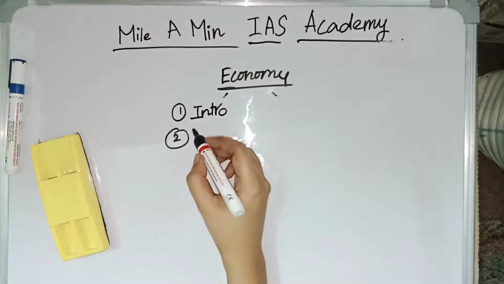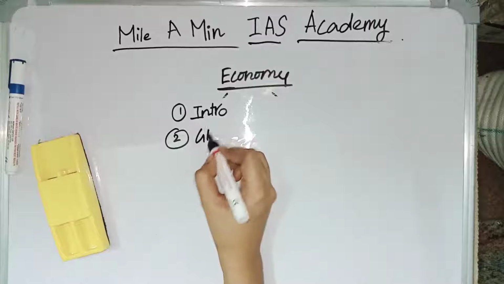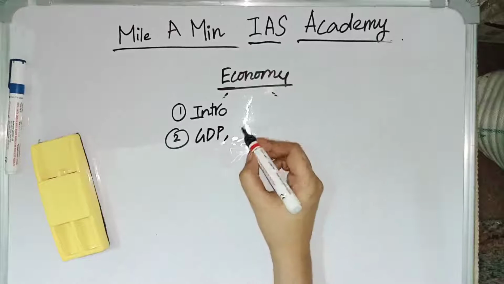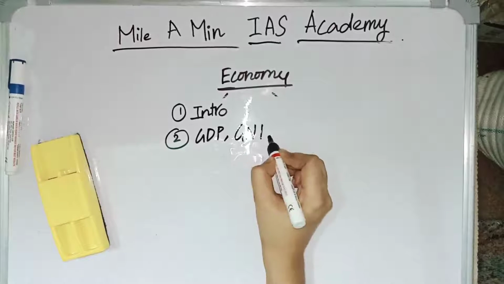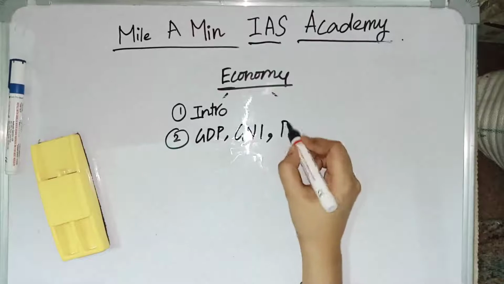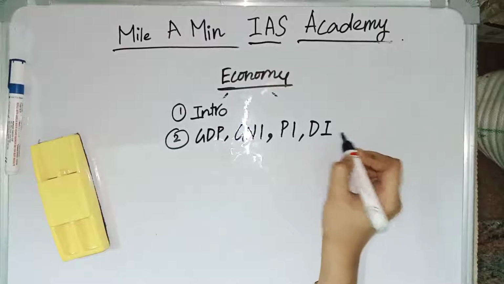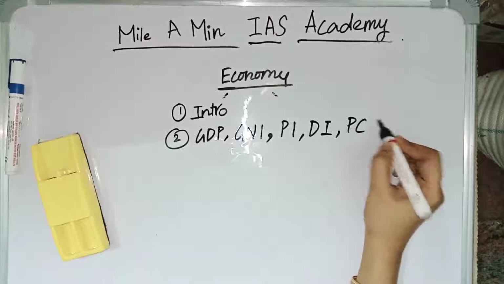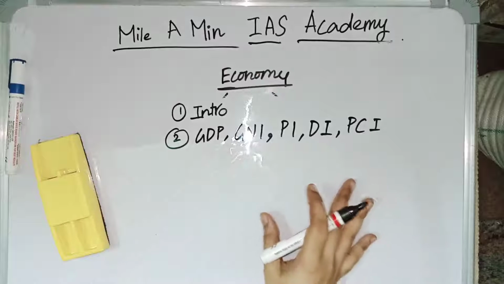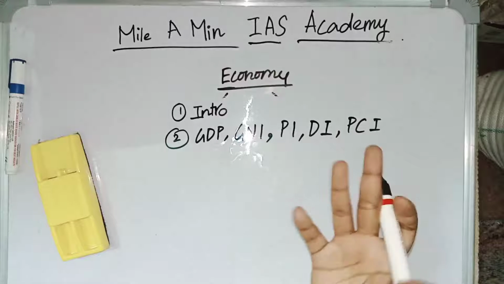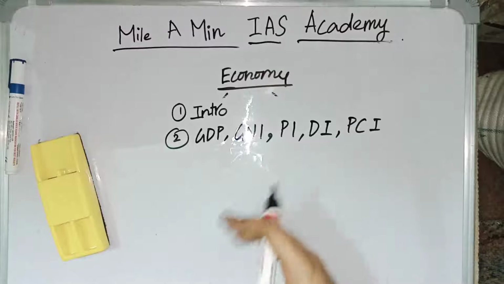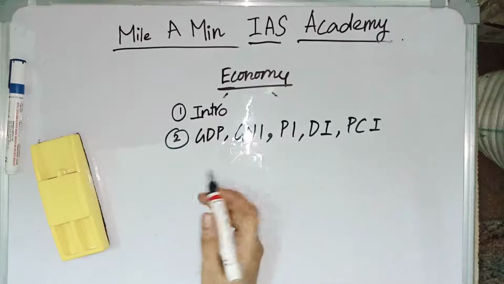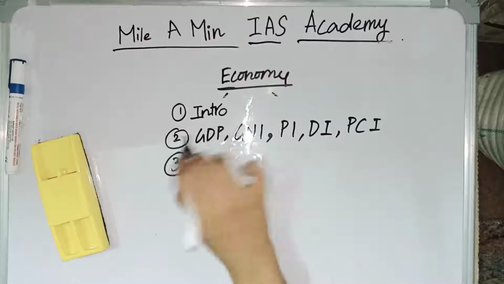Second, we will have national income. In national income we will talk about GDP, gross domestic product, then gross national product, then personal income, disposable income, and per capita income. We will also talk about the methods to calculate GDP and GNP, and which one is called the national income. We will talk about all those things in the second portion, national income.